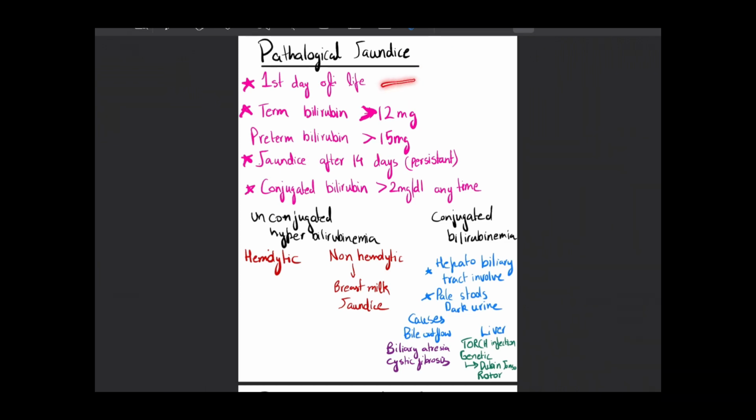Next, we talk about pathological jaundice. It usually occurs in the first day of life, and for the term baby, the value is 12 mg. I have added a mnemonic in the next question. Preterm, we have value 15 mg. Jaundice after 14 days is persistent jaundice. Conjugated bilirubin greater than 2 at any time is pathological jaundice. So these are the 4 criteria for pathological jaundice.